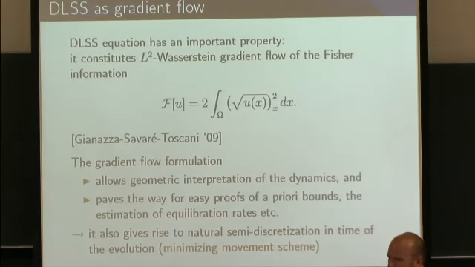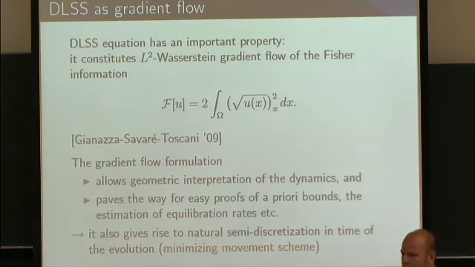But the equation also has another important property that I didn't mention yet. It constitutes an L2 Wasserstein gradient flow of the Fisher information, which is given here. So I think this was first explored by Gianazza, Savaré and Toscani. And this gradient flow information is quite useful from an analytic point of view. It allows you to give a geometric interpretation of the dynamics and paves the way for analytic proofs, equilibration to steady states and things.